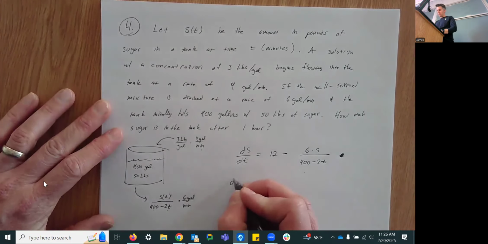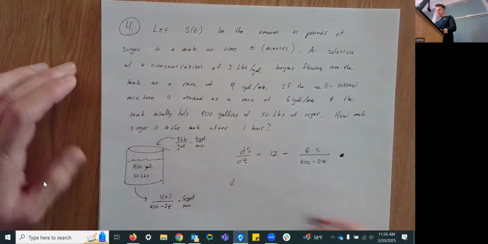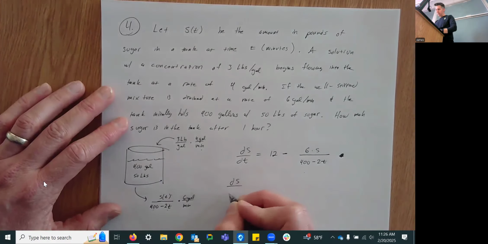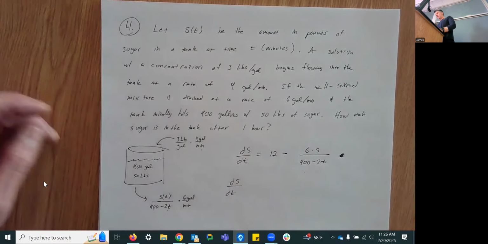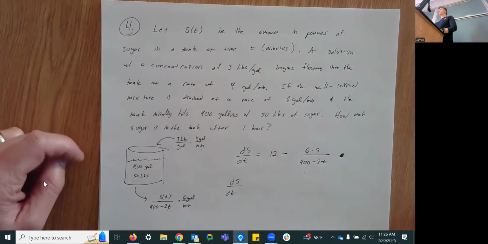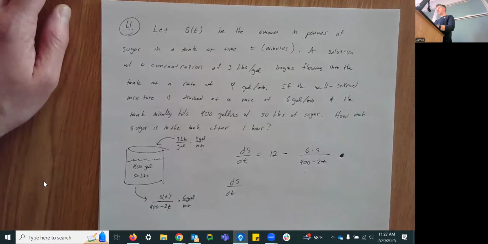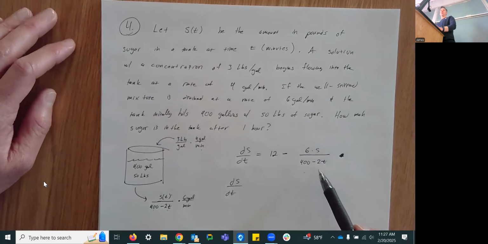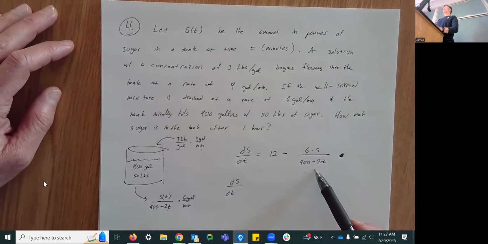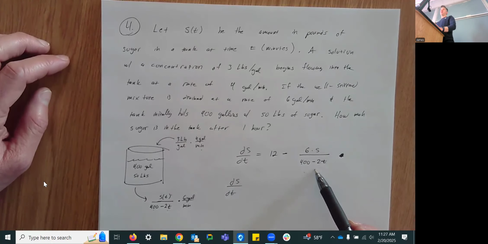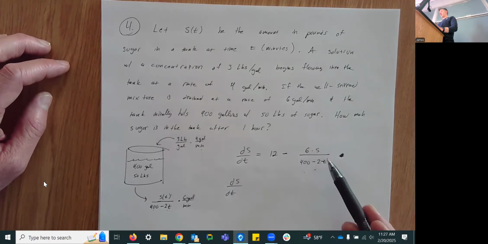I'm going to make one simplification here. I wanted to see that when we integrated 1 over 400 minus 2t, we got the natural log of the absolute value of 400 minus 2t, and then I had to divide by -2. But I'm going to simplify this in a way that I don't have to.